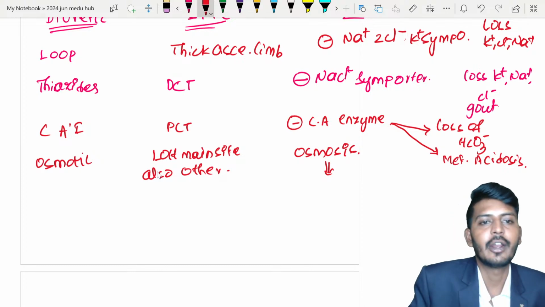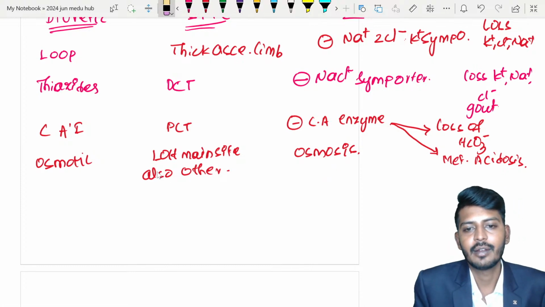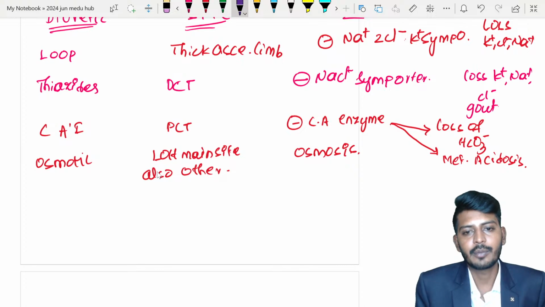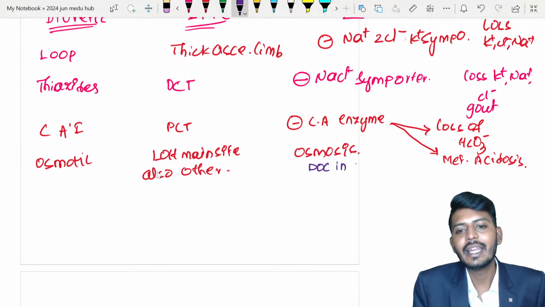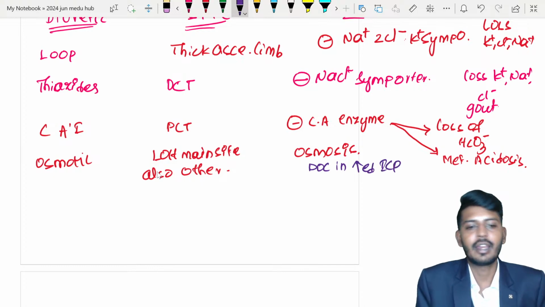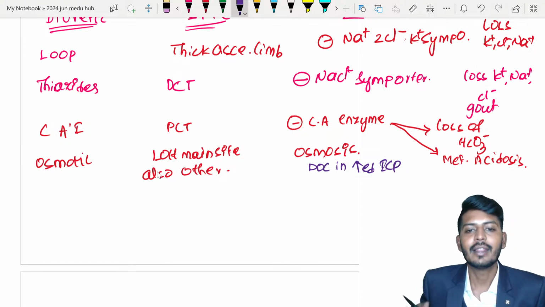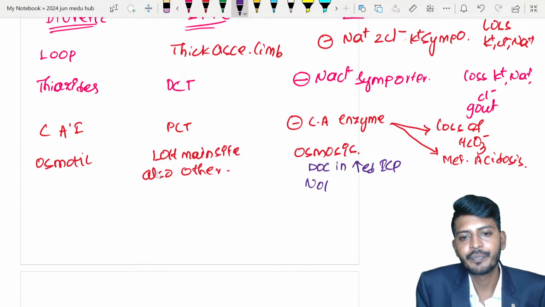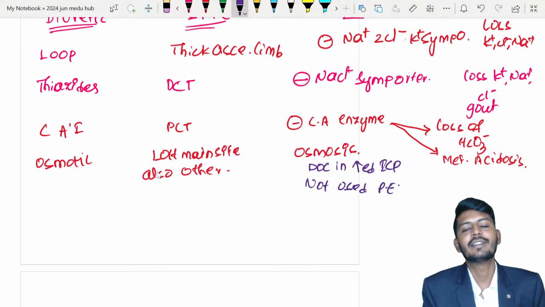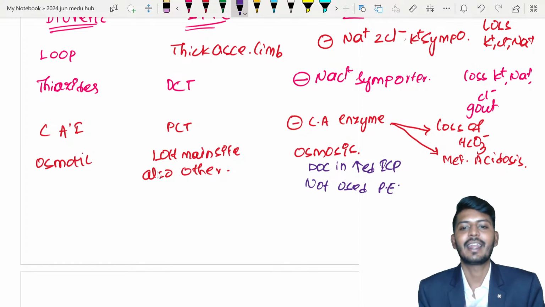Osmotic diuretics are the drug of choice in increased intracranial pressure. अगर इंट्राक्रेनियल प्रेशर बढ़ गया तो ऑस्मोटिक डायरेटिक को यूज करोगे. They are not used in pulmonary edema, and they are the drug of choice in increased ICP, that is cerebral edema.